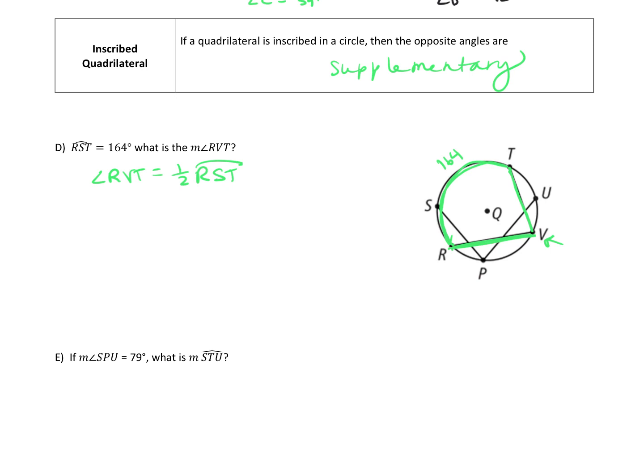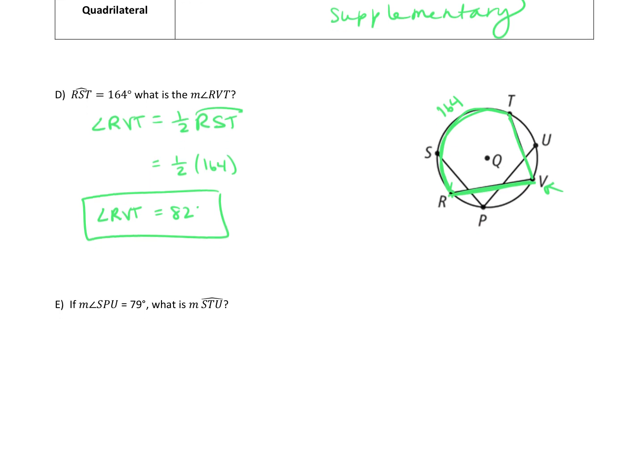So because we know the arc, we can figure out half of that 164 degrees, and we are getting that angle to be 182 degrees. So angle RVT is 182.